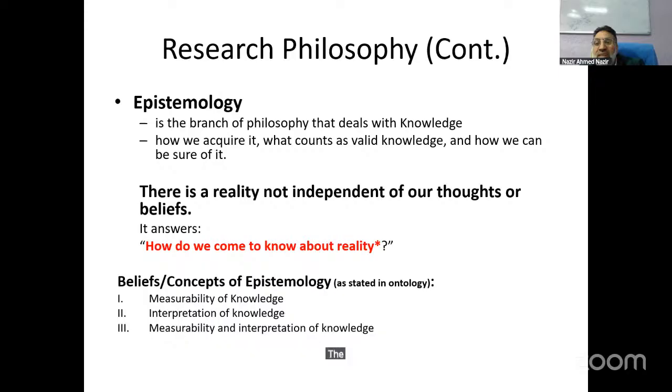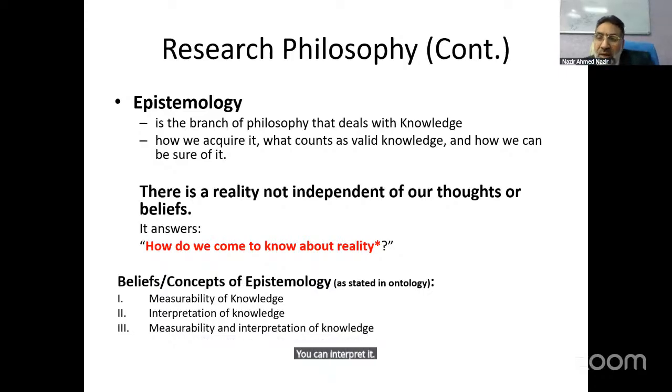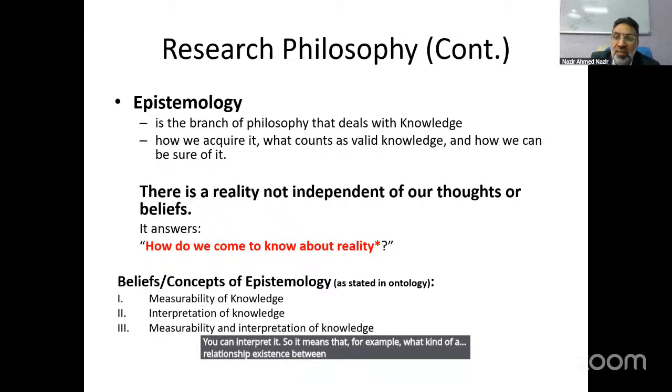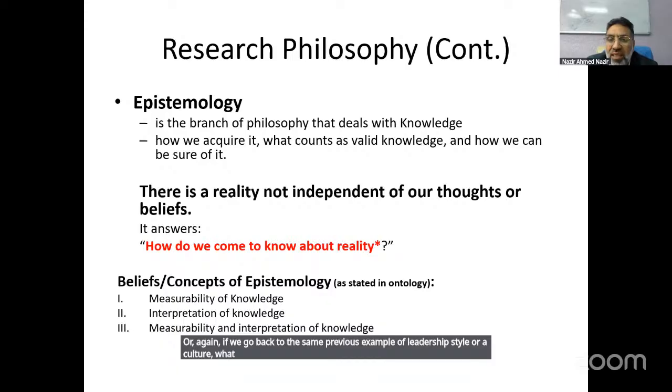The other way around, in order to choose your design, that is what we call the interpretation of knowledge. You can only interpret it. You can observe. You can interpret it. So it means that, for example, what kind of a relationship exists between a faculty, a supervisor, and a scholar? Or again, if we go back to the same previous example of leadership style or a culture, what kind of culture is in existence in a department or running university?